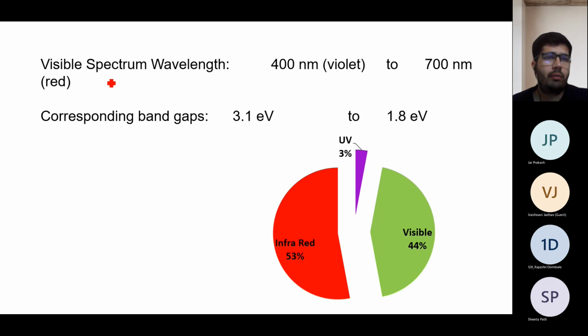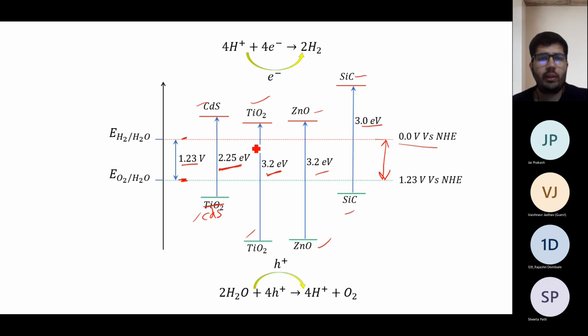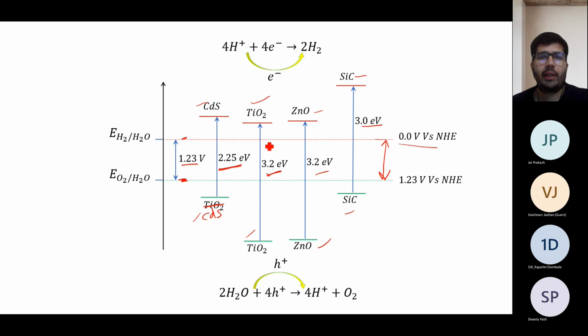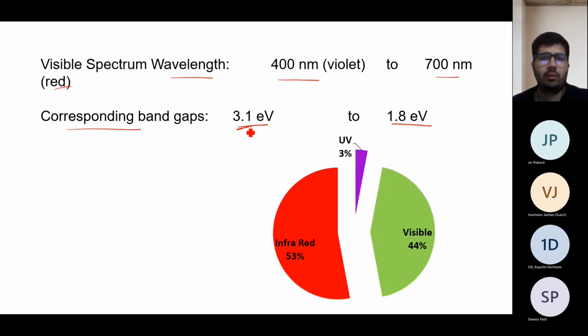So we know that our visible spectrum wavelength is 400 nanometer violet to 700 nanometer red. Okay, and the corresponding band gap values are 3.1 electron volt to 1.8 electron volt. So here you can see that titanium oxide has 3.2 electron volt, but we know that our visible spectrum goes only up to 3.1 electron volt. So you can directly see that this titanium oxide will not cover the visible spectrum range. It will not cover the infrared range either. So it will only cover the UV range.